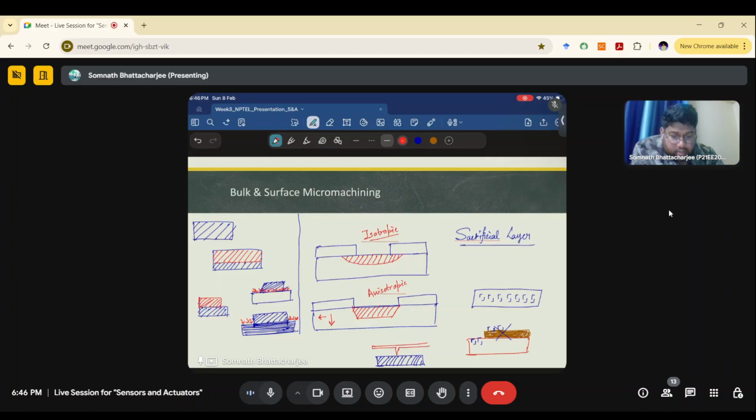So how will you make it? The best way is through this. Just deposit a sacrificial layer, then etch away this part to remove it. So we'll have a slope, something like this. Now your structure will look something like this. Now you will deposit the material on top of this. Yeah, so your material will look something like this. And afterwards, you can just remove this sacrificial layer. If you remove this sacrificial layer, the structure will look something like this.